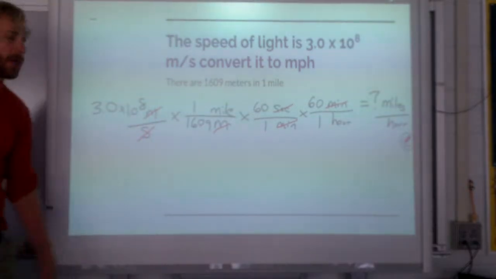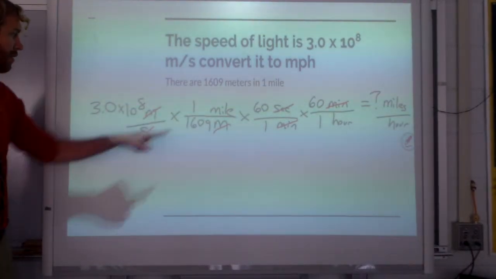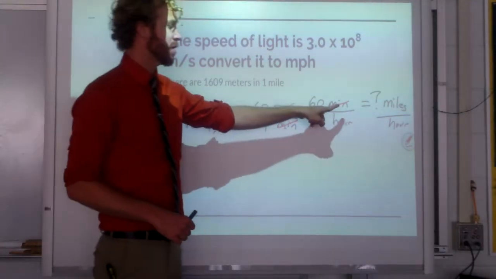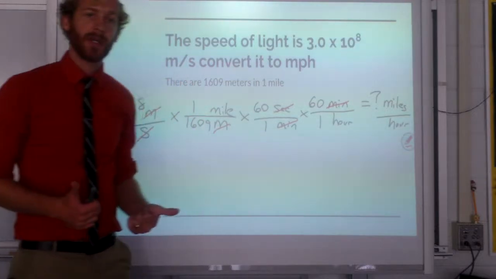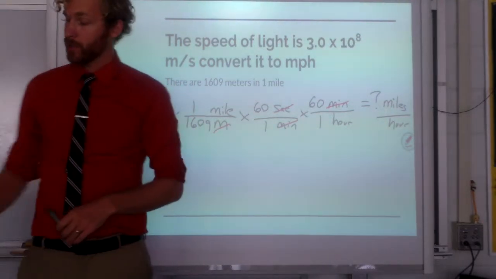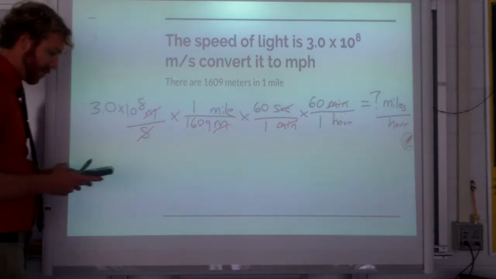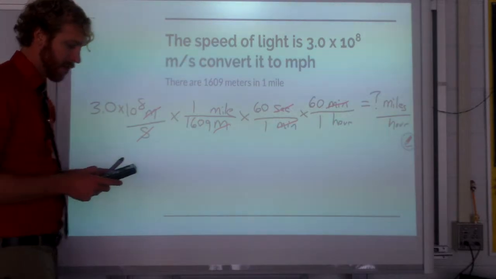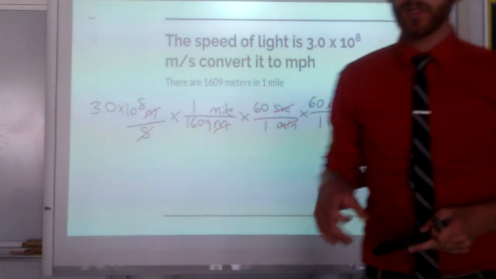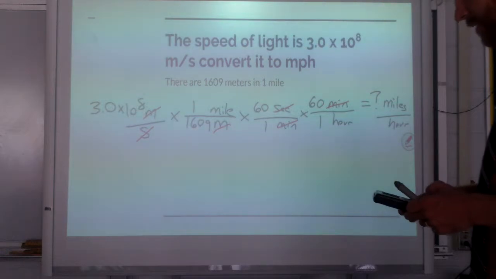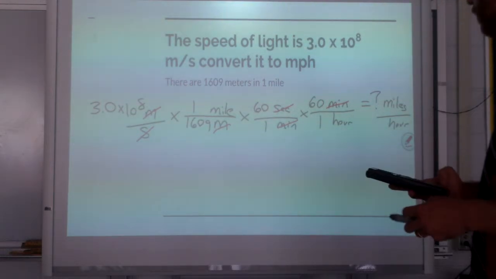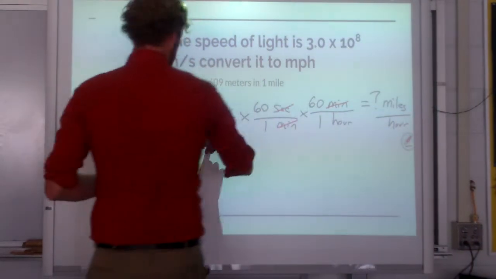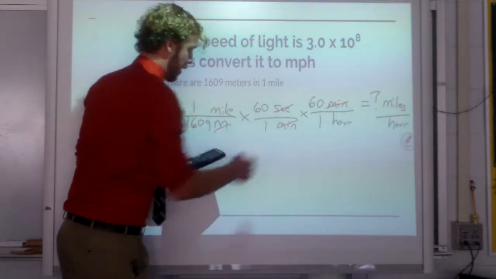Now let's make sure our units are correct. Got rid of meters, we're at miles. Miles good. Got rid of seconds right here, then got rid of minutes. Stuck with hours on the bottom. Yes, we're good. Now we can plug it into our calculator. So we have 3.0 E. Remember the EE from scientific notation? That's how we plug it into our calculator. EE to the 8th, divided by 1,609. We divide because it's on the bottom. Then we times 60 times 60.